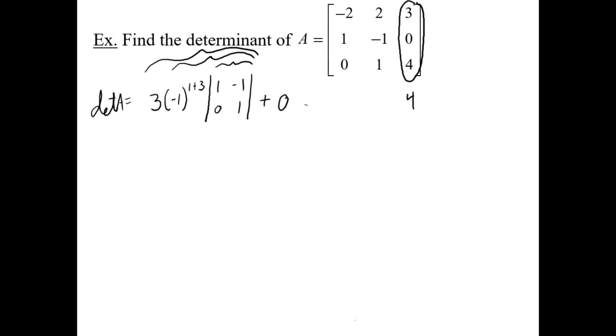It's okay. The next entry is a 0. In other words, who cares what it's multiplied by? It doesn't matter. It's getting multiplied by 0. I'm going to skip that altogether because who cares? And then I'm left with the 4. So the 4 is going to be times -1 raised to the 3 plus 3 power, because that's in row 3, column 3. If I remove row 3 and column 3, I'm left with -2, 2, 1, -1.